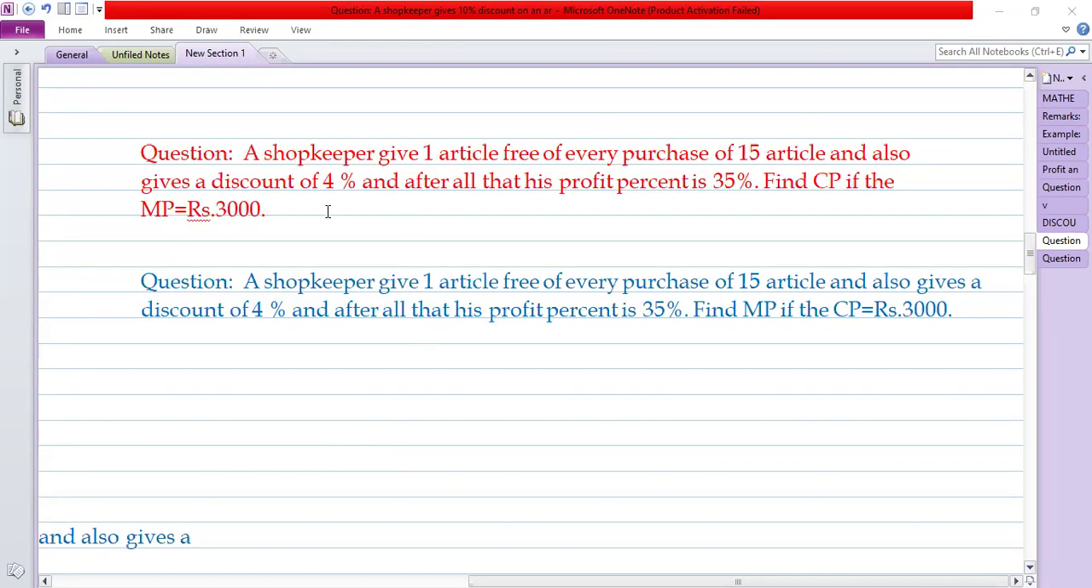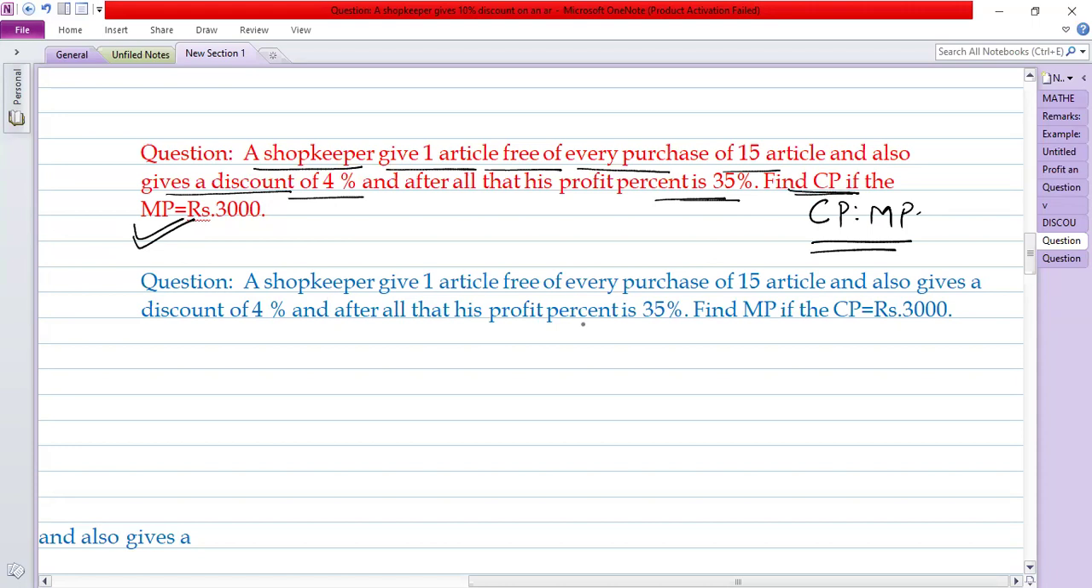So actually, under the same type, there is one more type of question that once again we have: a shopkeeper giving one article free for every purchase of 15 articles and also gives a discount of 4%. And again, he has a profit of 35%. Now, here rather than asking the ratio between CP and MP, here the marked price is given and cost price is asked, and there cost price is given and marked price is asked. So even this is one more type of question available here.